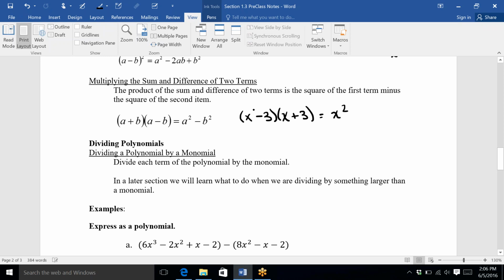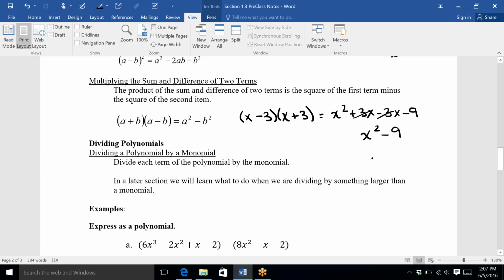We get x squared. X times positive 3 is plus 3x. Negative 3 times x is negative 3x. Negative 3 times positive 3 is negative 9. When you combine like terms in the middle that are opposites, you just get x squared minus 9. So when you have the same two values but opposite signs in the middle, the middles cancel out, and you're left with just the parts that were squared.